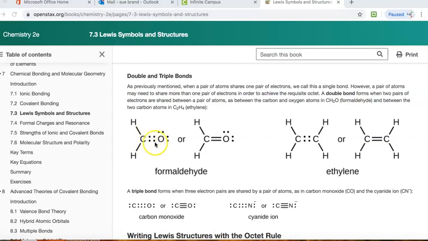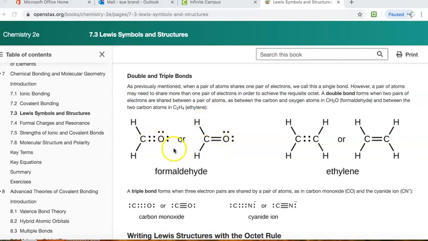But carbon, if it doesn't have a double bond, remember carbon needs 4 bonds, right? That's just the way carbon works. It always forms 4 covalent bonds. It doesn't matter if they're double bonds, single bonds, triple bonds. It needs 4 because, remember, every line is 2 electrons, so it needs to have 8 electrons around it in order to satisfy the octet rule.